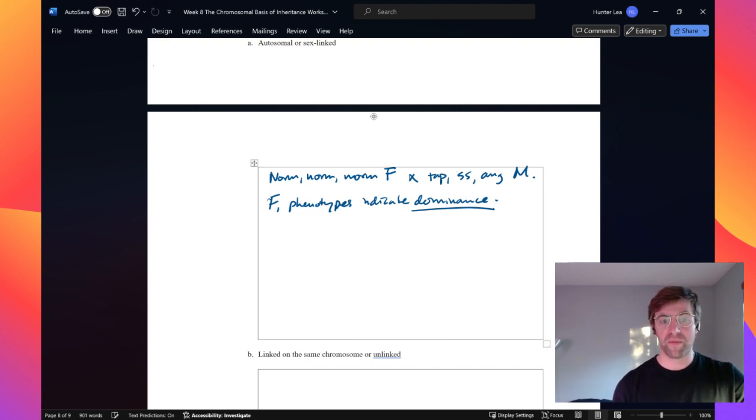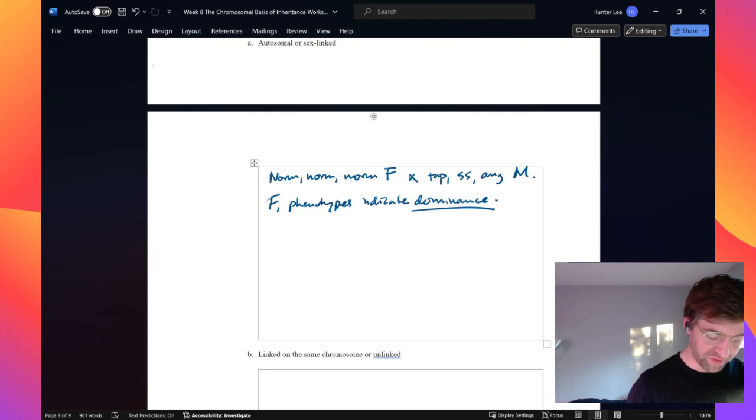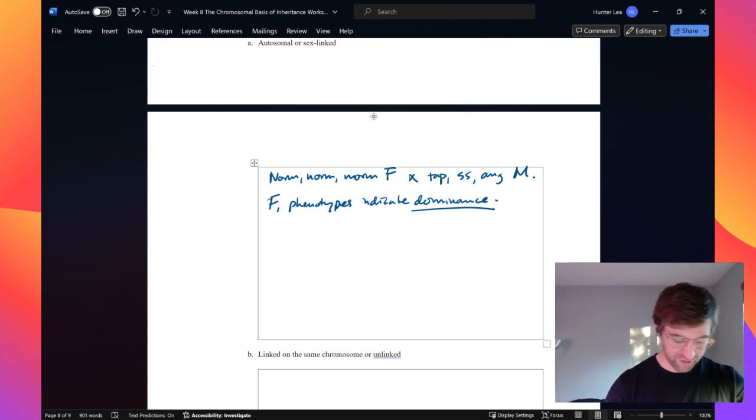Next, mate the F1 males. Excuse me. The phenotypes of the F1 individuals will indicate which alleles are dominant. So F1 phenotypes indicate dominance. That's not gendered, I apologize. Then mate the F1 males with females that are homozygous recessive.